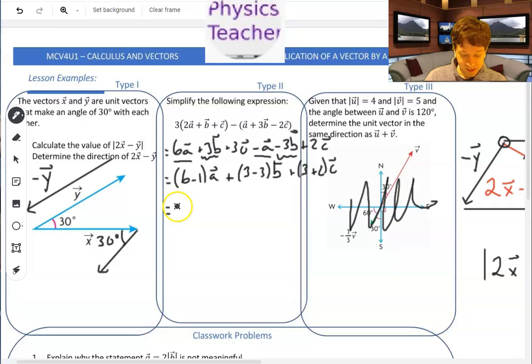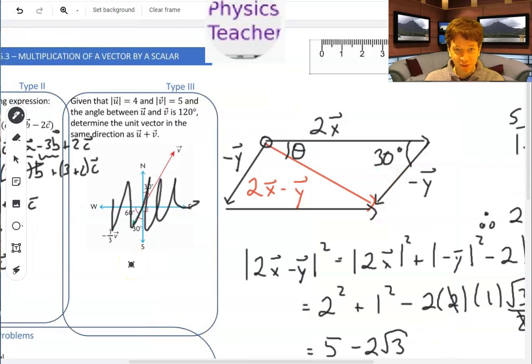So 6 minus 1 is 5a. This gives us a vector, and 3 plus 2 gives us 5c. Now 0 vectors exist. We don't need to write them because it's a 0, but just like the number 0, they do exist. Plus 5c.